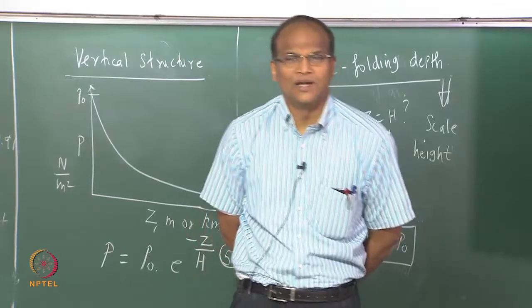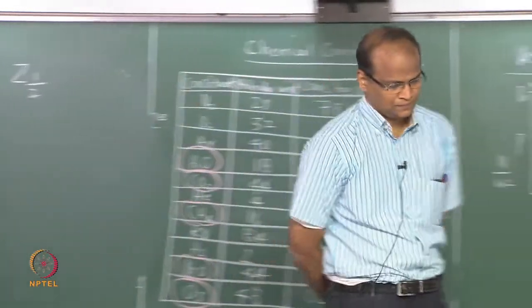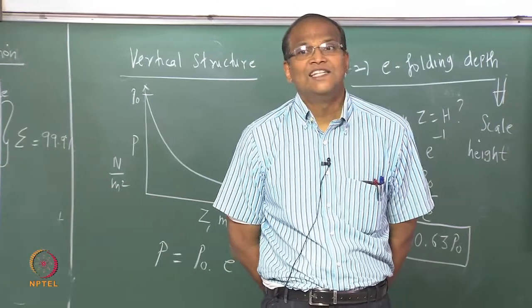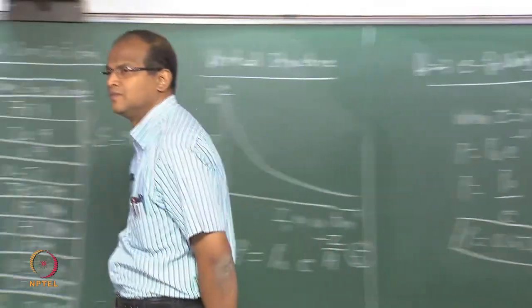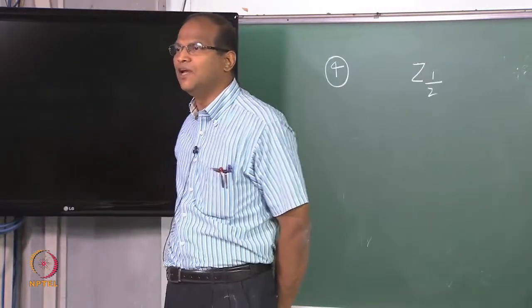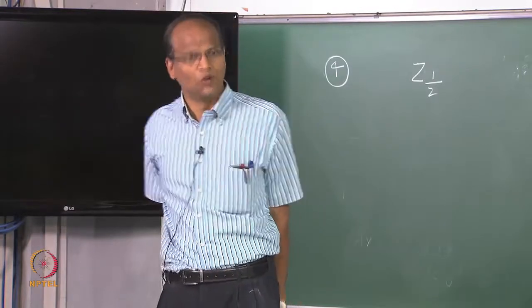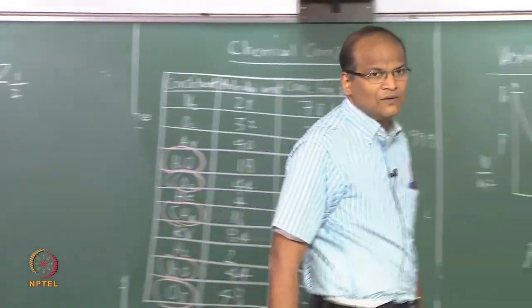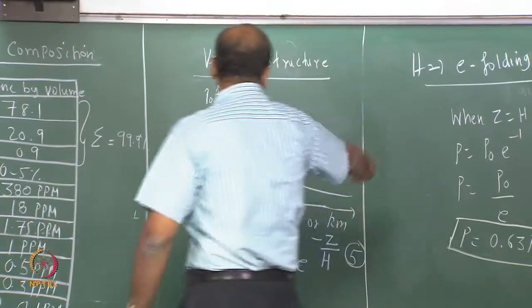Assume H to be 8 kilometers, and g is 9.81 meters per second squared. Assume H to be 8 kilometers and g to be 9.81 meters per second squared throughout. Don't try to integrate and make life difficult for yourself. Okay. Please solve it, so we can work on that further.